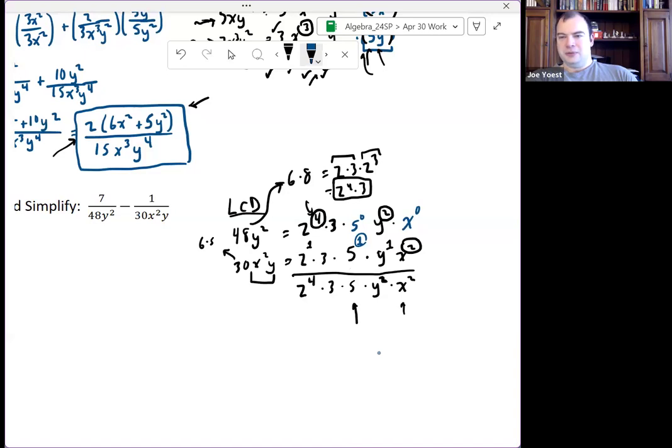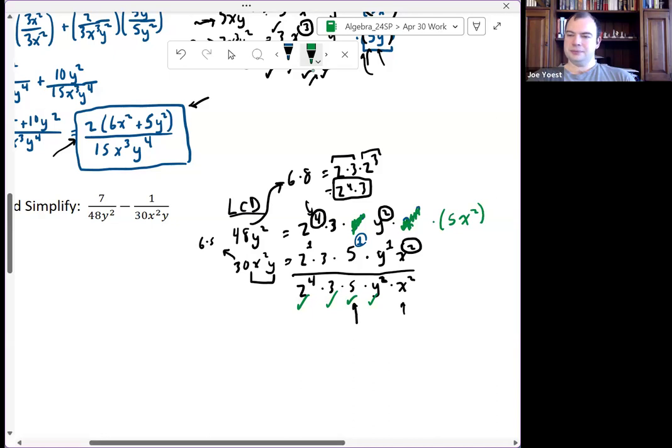I see that 48y squared, it has a 2 to the 4th. It has a factor of 3, and I need a factor of 3. It does not have a factor of 5. I kind of put that in there. It makes it a little harder to see, but it doesn't have a factor of 5, but it needs a factor of 5. So it needs to have a factor of 5 multiplied on to supplement, and now it's good. It needs a y squared. It has a y squared. It needs an x squared. It has no x's. I need to supplement with an x squared.